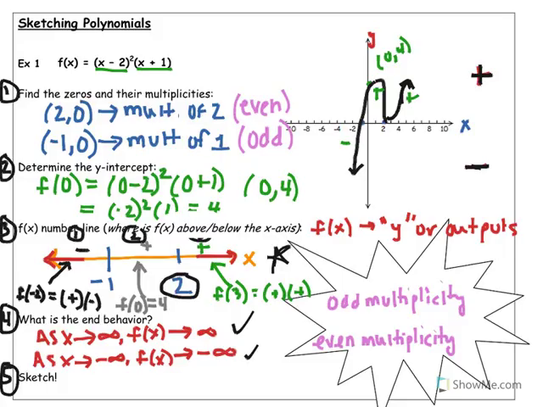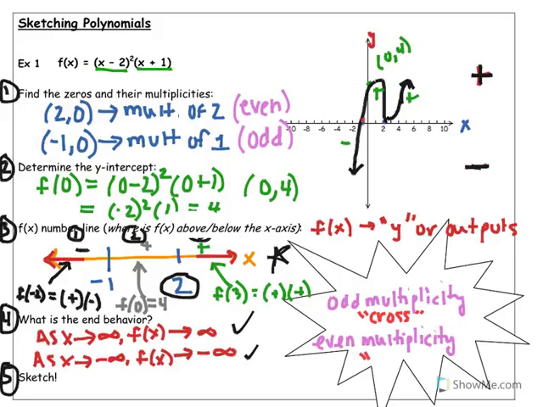In a couple of examples that we're going to do, you'll notice that when I have an odd multiplicity, that's going to mean that my f of x function is going to cross my x-axis. So if you look up at our function, f of x has crossed at that odd multiplicity at negative 1.